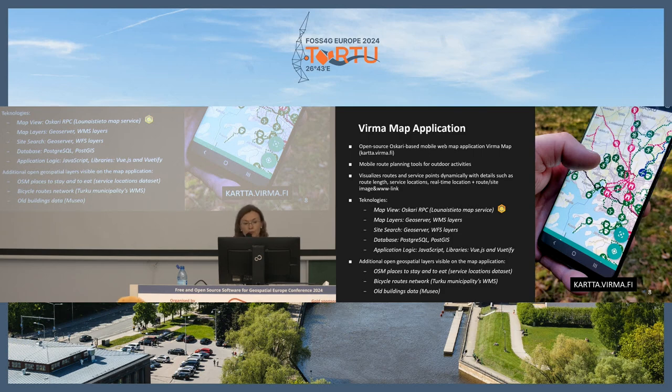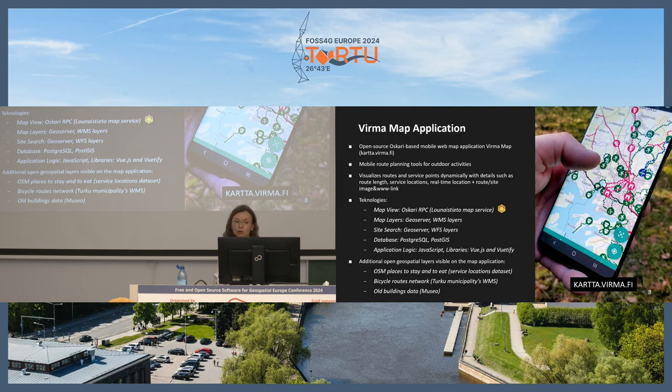You can plan before you go outdoors. It visualizes routes and service points dynamically with such details as route length and service locations, and there is also real-time location integrated. Users can also see images and find direct links to more information about sites or routes.